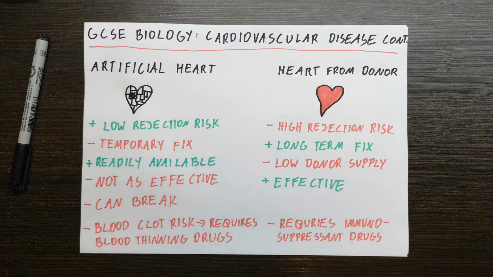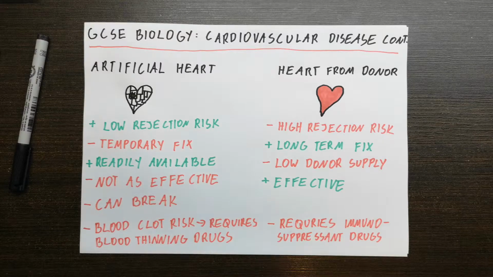So first of all, what happens if, say, somebody has a heart attack and we unfortunately cannot save the heart, or for whatever reason, the person's heart is no longer functioning and is beyond repair? Well, in this case, we have two options. We can either give that person an artificial heart, or we can transplant a heart from a donor. Both of these treatments have their place in medicine and their uses. However, due to their advantages and disadvantages, they are used differently. So let's start with artificial heart.